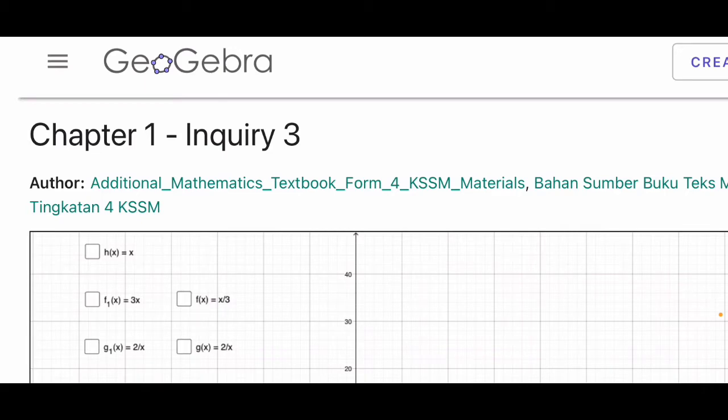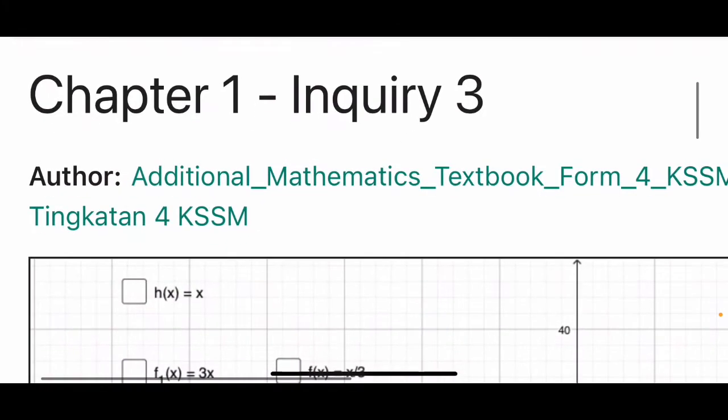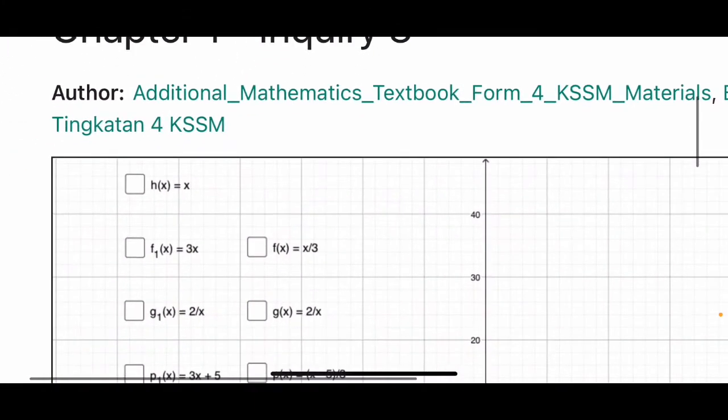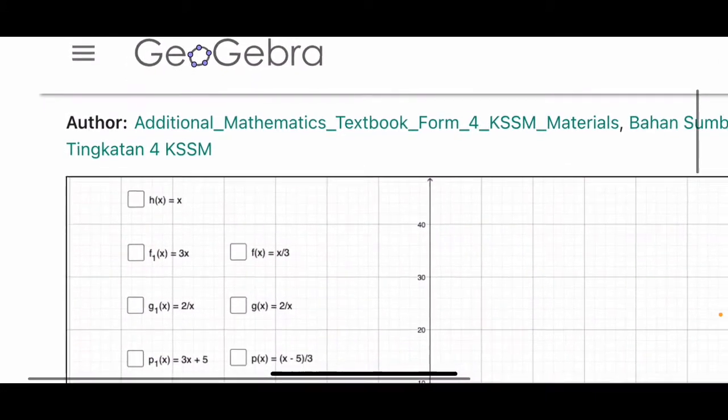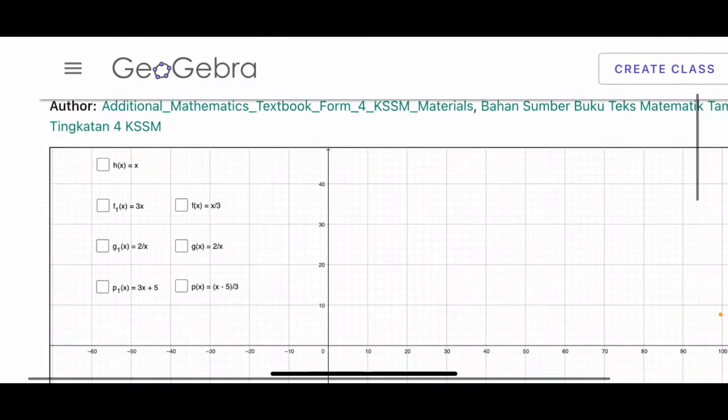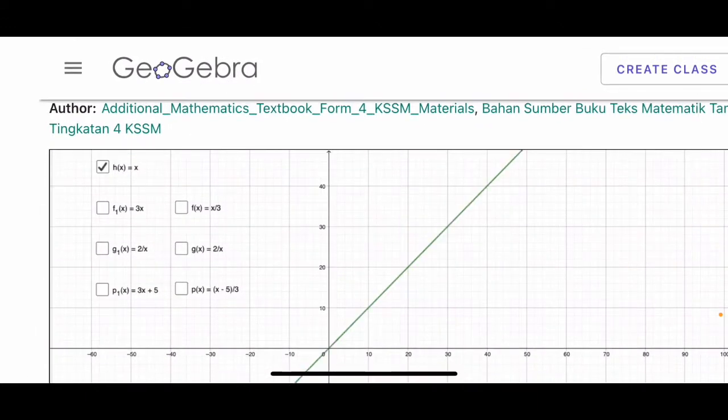KSSM Additional Maths. Have you scanned the QR code? After you scan the QR code, you will see something like this: Chapter 1, Inquiry 3. You'll be given a few functions, and you have to click on the button of the function. Let's say the first one is h(x) equal to x. You can click on the box, or we call it a button, and study the graph obtained.